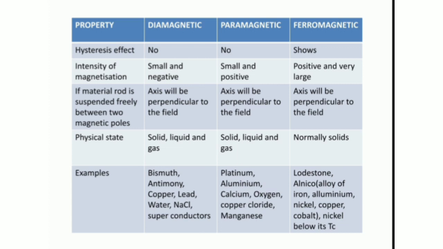Then ferromagnetic material, another example is nickel below its critical temperature. Nickel will behave as paramagnetic material above the critical temperature, but ferromagnetic material below the critical temperature. These are the differences between diamagnetic, paramagnetic and ferromagnetic materials according to the magnetic property of the material.